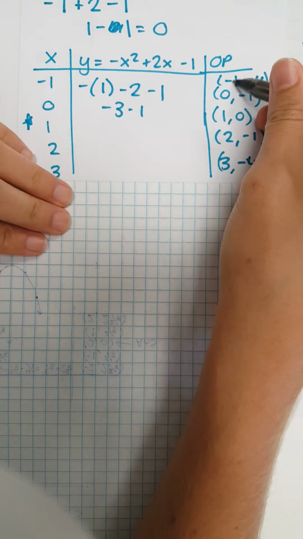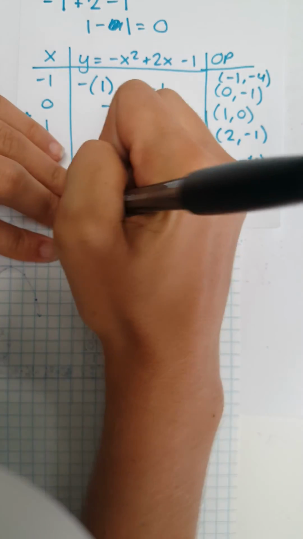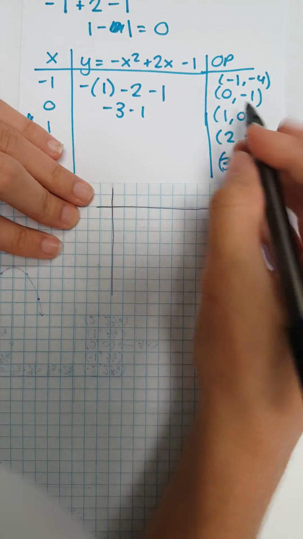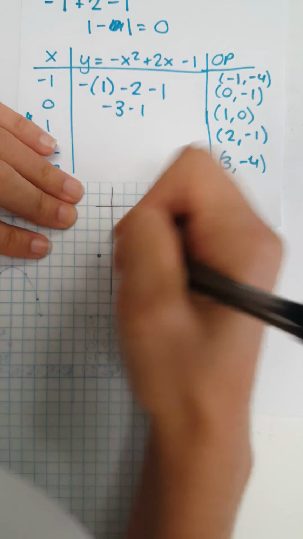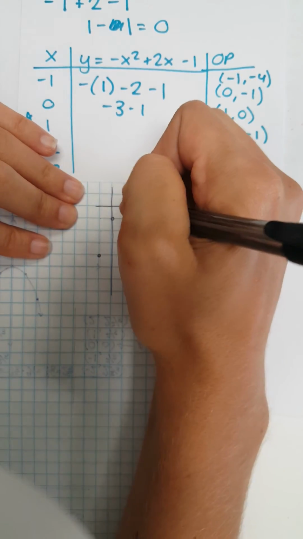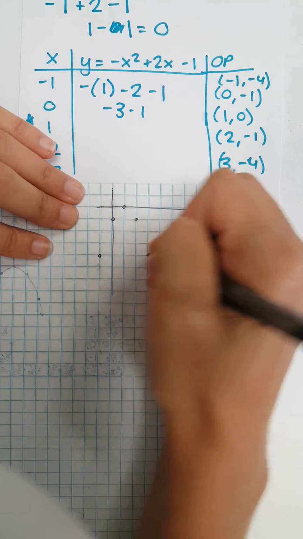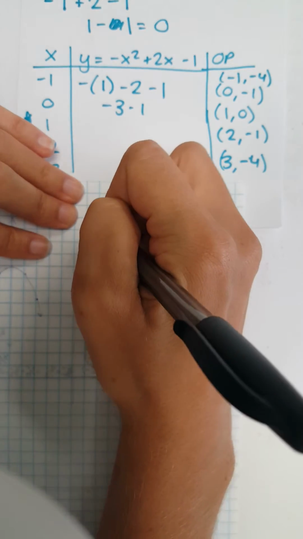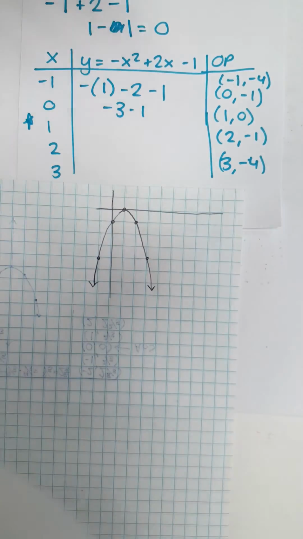So we have mostly negative y's. Okay, so (-1, -4), (0, -1), (1, 0), (2, -1), (3, -4). Okay, so we're actually trying to solve for x. We're not just graphing now. We're actually trying to solve for x.